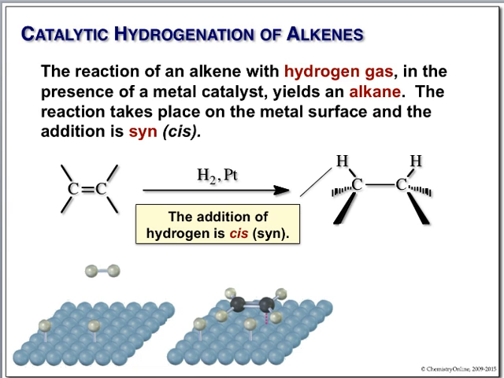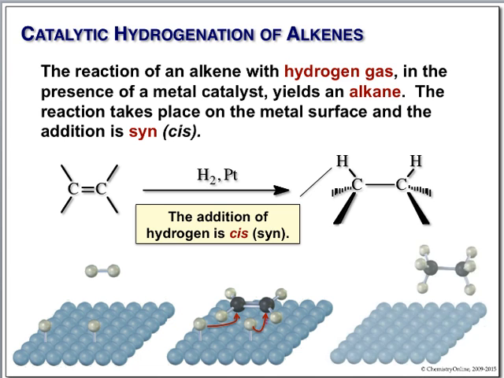Now, we have hydrogen and the alkene sitting there on the surface next to each other. They say hello, and our two hydrogens simply slide over to the alkene, and we wind up with the alkane. Because both hydrogens add at the same time from the same face, this is cis stereochemistry.